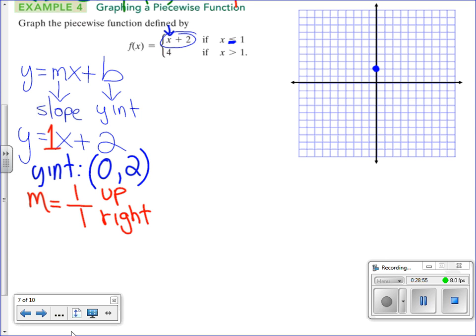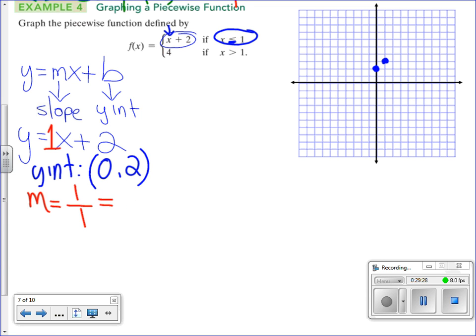Now I could do the following: 1 up, 1 right, 1 up, 1 right. However, if I do that, well, maybe I could do it once. 1 up, 1 right. Right there. If I do it again, then I will be going outside of the interval, right? Because this one says x values that are less than or equal to 1. So I don't want to do that.